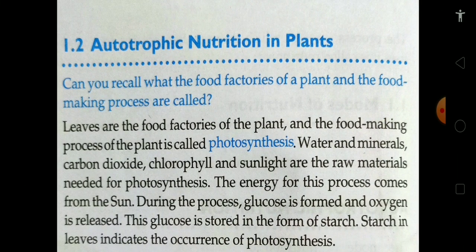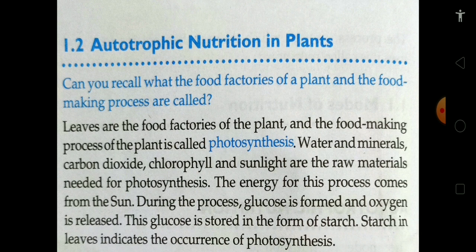Next topic, autotrophic nutrition in plants. Like all green plants, they make their own food during the photosynthesis process. Whenever plants are doing photosynthesis, they are preparing their food, and to prepare the food, the leaves do the work. So leaves are known as the food factories of the plant, and the food-making process is known as photosynthesis.